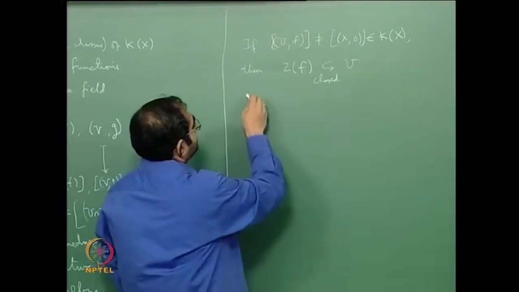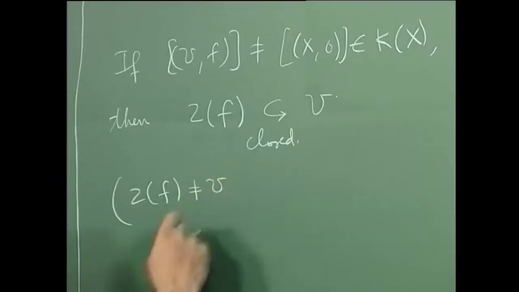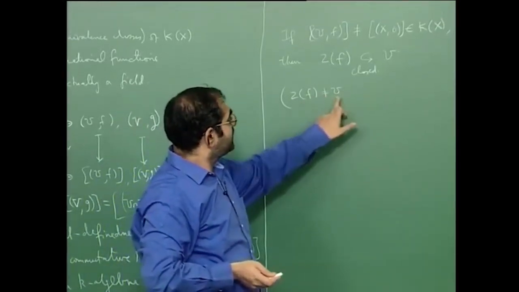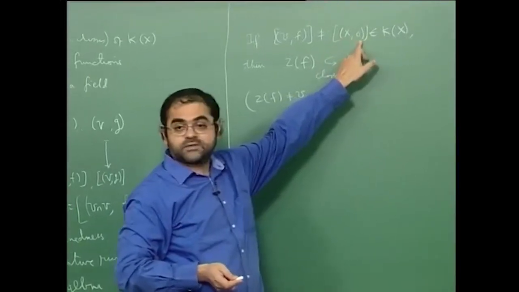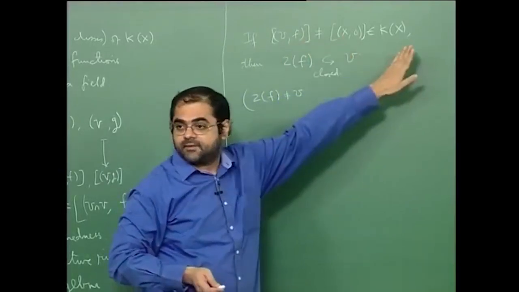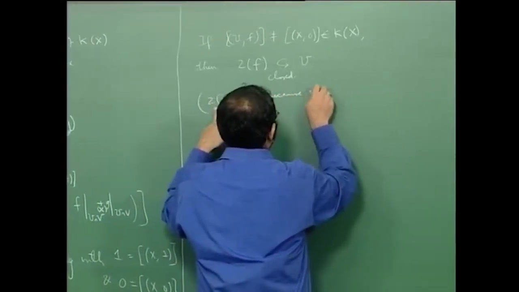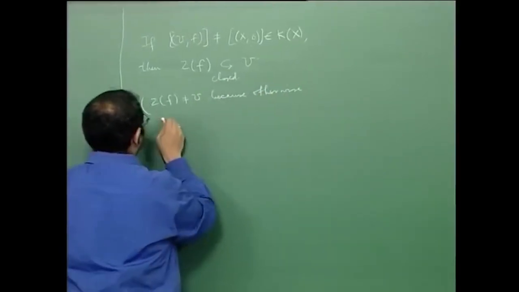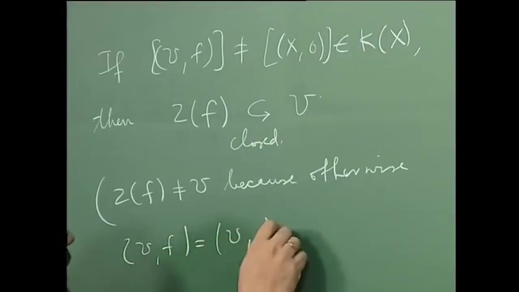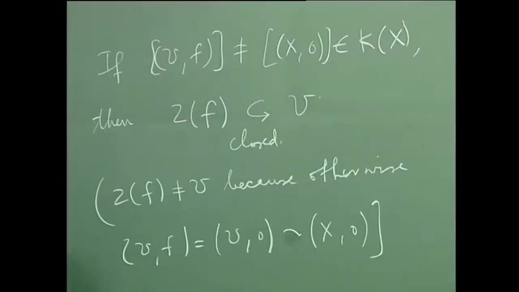So this is a closed subset, and mind you, Z(f) cannot be U. Z(f) is not equal to U, because if Z(f) is U, that means f is identically 0 on U. But then f is equal to the 0 function, which is identically 0 on X, and that will contradict the fact that these two are different elements of the function field. Otherwise you'll see that (U, f) is the same as (U, 0), which is equivalent to (X, 0), which is a contradiction.